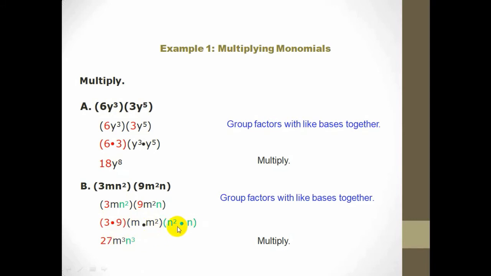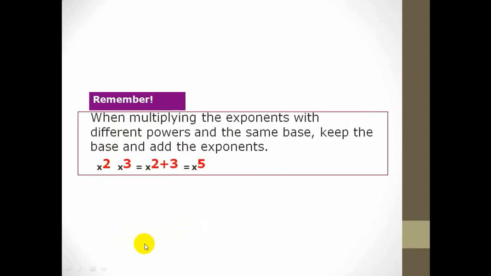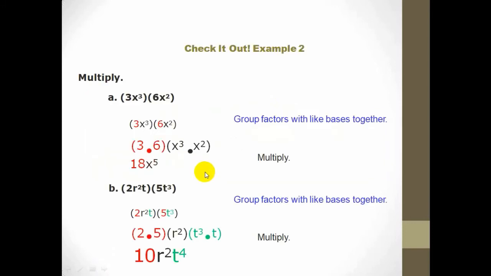Now similarly n cube. Now remember that when multiplying exponents with different powers and the same base, keep the base the same and add the exponents. As I have already told you in the previous slides, x power 2 multiplied by x power 3: the base is the same, so keep the base the same and add the power. 2 plus 3 is equal to x power 5.